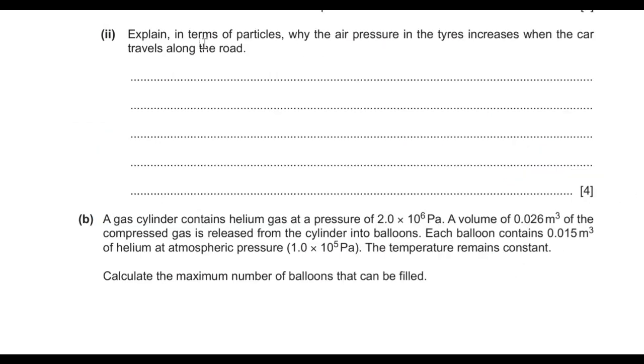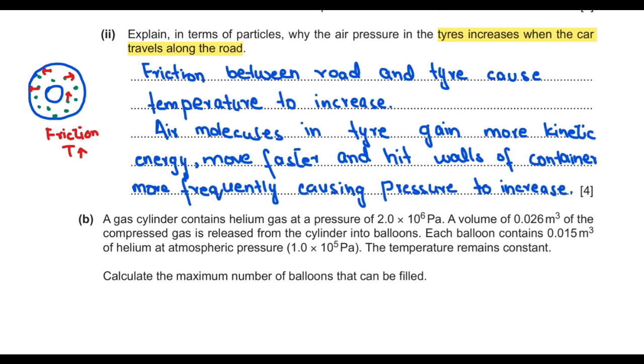Second part says explain in terms of particles why the air pressure in the tire increases when the car travels along the road. The tire has air filled up in it, and when the tire rolls over the ground, the friction between the ground and the tire produces heat, and the temperature increases. Due to this increase in temperature, the kinetic energy of the molecules increases and they start moving faster. So friction between the road and the tire causes the temperature to increase. Air molecules in the tire gain more kinetic energy, move faster, and hit the walls of the container more frequently, causing pressure to increase.